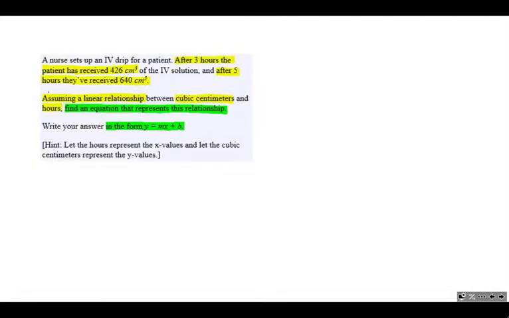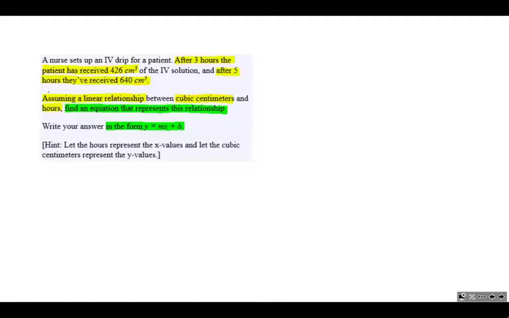A nurse sets up an IV drip for a patient. After 3 hours, the patient has received 426 centimeters cubed. What are those? Those are cc's, aren't they? Cubic centimeters of the IV solution, and after 5 hours they've received 640 cc's. Assuming a linear relationship between cubic centimeters and hours, and recall that a linear relationship just means when we plot this it's going to be a straight line, no curve, no step pattern, just a straight line.